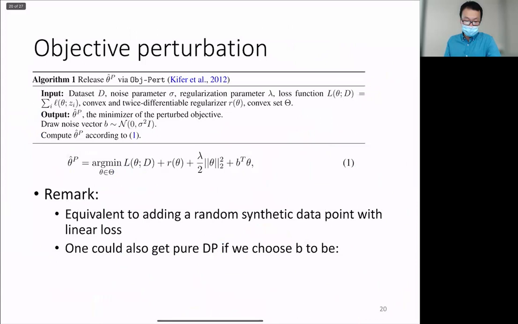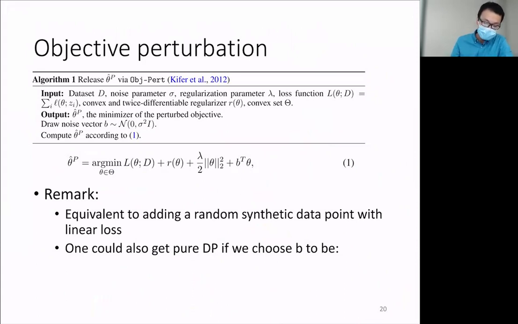All right. So the next mechanism that we'll talk about is a so-called objective perturbation mechanism. And the objective perturbation mechanism is more elegant and a lot more interesting compared to the output perturbation. It's not a simple application of a Gaussian mechanism, but rather it requires us to actually work with optimality condition.